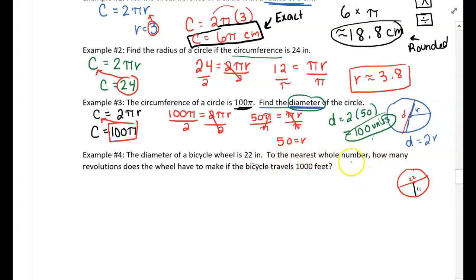So to the nearest whole number, how many revolutions, we'll talk about what this word means in a minute, does the wheel make if the bicycle travels 1,000 feet? Let's think about this. One revolution is just 1 time around. If I go back to the circle, 1 revolution would be if I start here, I go around, and I stop. That's also the same thing as 1 circumference.